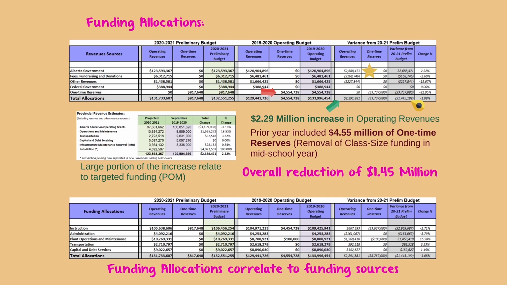The allocation to the programs is a direct result of the changes in the funding sources, including a reduction in instructional allocation of 2.7%, a reduction to administration allocation of 3.8%, and an increase to the plant operation and maintenance allocation of 16.6%, with the increase in these targeted grants.